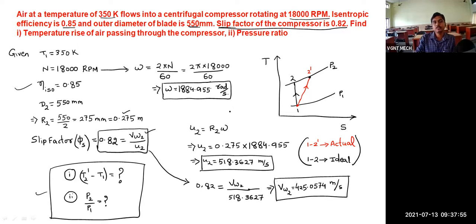Okay. So all these things we have calculated. Omega we have calculated. U2, R2 into omega, we have calculated. And from the slip factor, VW2 value we have calculated. Okay. Now we will come to the first point. The first point is we have to calculate the temperature rise of air, that is T2 dash minus T1. We'll calculate the first point.